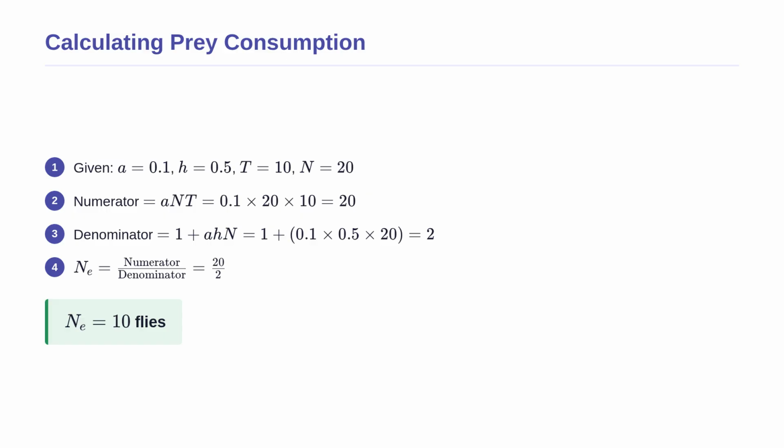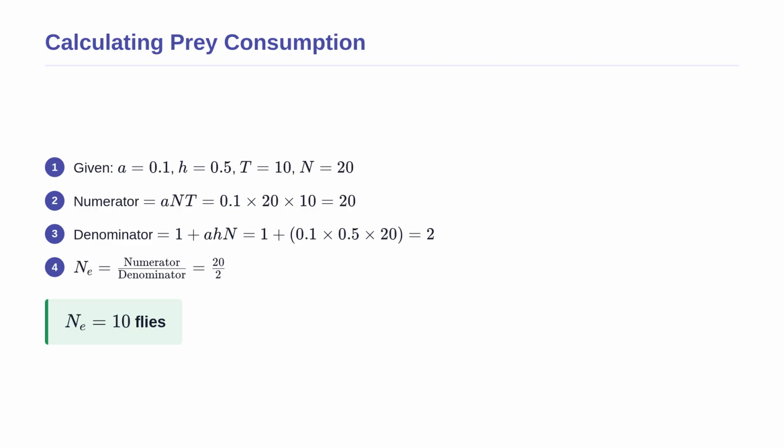Now that we have our formula, let us apply it to a practical scenario involving a spider hunting flies. We are given an attack rate of 0.1, a handling time of 0.5 hours, a total time of 10 hours, and a prey density of 20 flies. We want to find out how many flies the spider will eat.